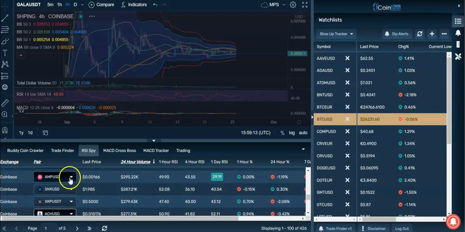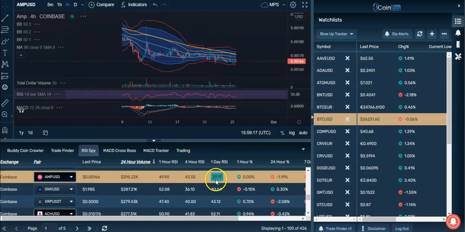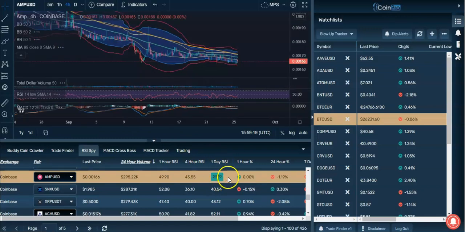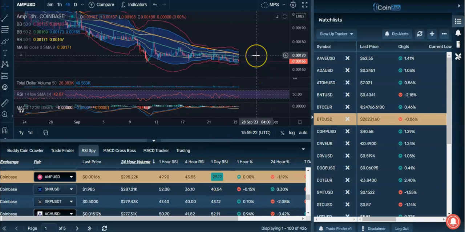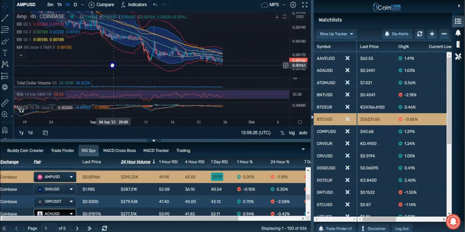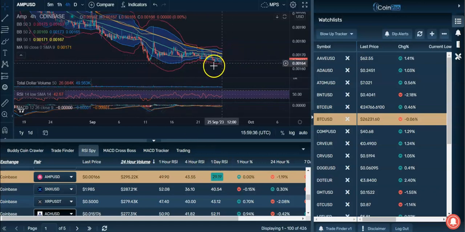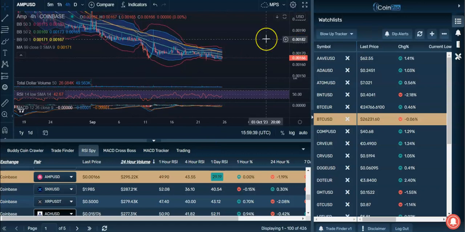Let's go to AMP. AMP's really popular. Huge 1 day RSI into the 29s. So AMP is a really, really good buy right now. Okay? Really, really good buy. Yeah, I think that this is a good buy right here. AMP coin.